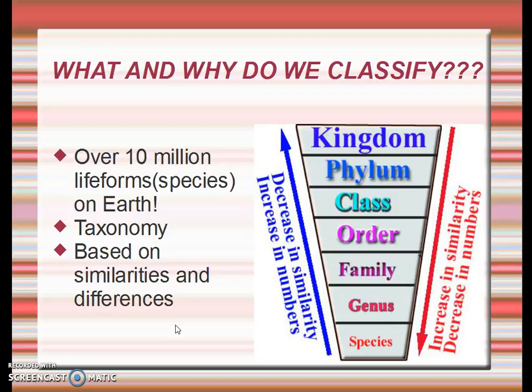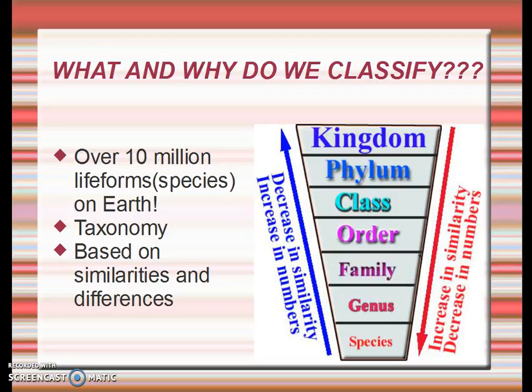What is classification and why do we do it? Classification is an organized order we put things into. There are over 10 million types of life forms on Earth, so classifying them into groups based on similarities and their differences really helps scientists have an order.